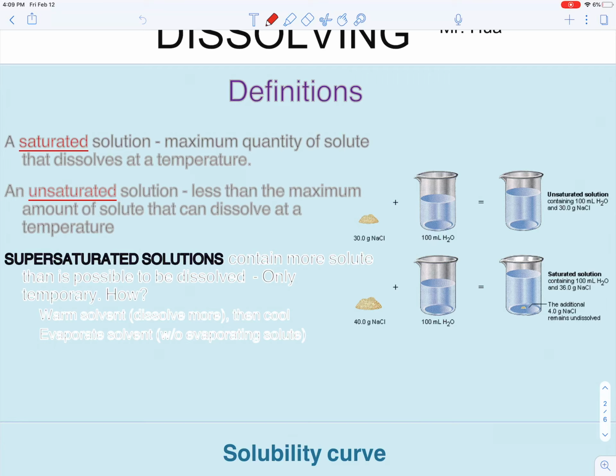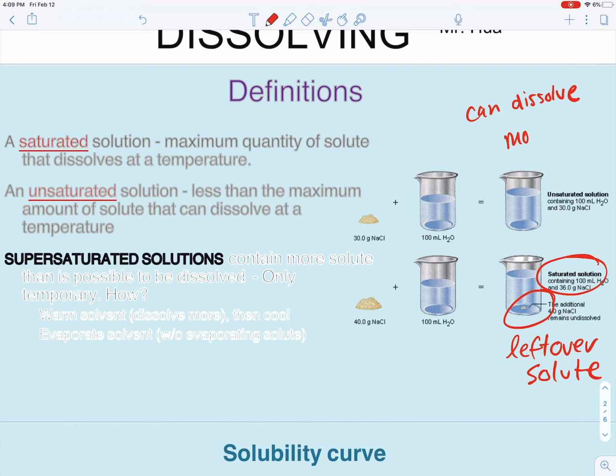So if you're trying to visualize this, if you have a saturated solution, which we have here, if you've dissolved the maximum amount, then you may have some leftover solute. On the other hand, an unsaturated solution is one where you can still dissolve more. It's not quite at the level of the maximum. So you wouldn't have any leftover solute. It would be completely dissolved.